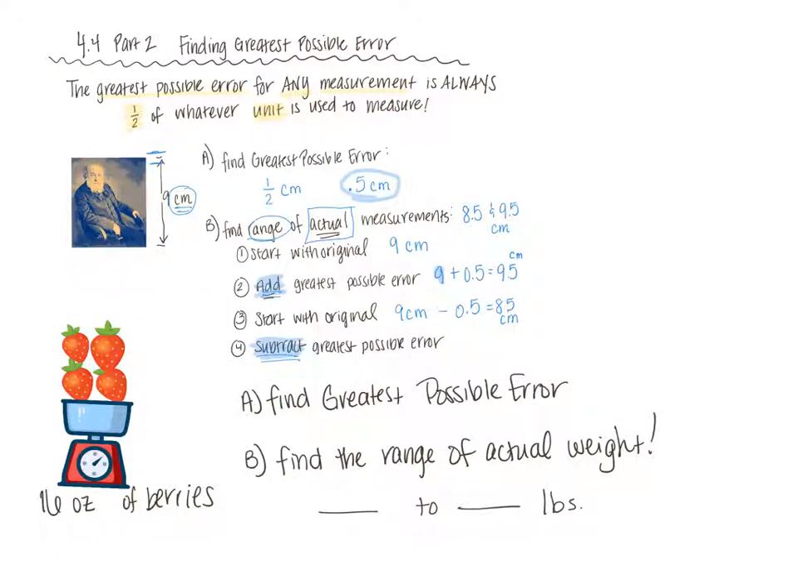All right, let's do a scenario like this. You're at the grocery store and you pick up a package that weighs 16 ounces of strawberries. Well, I want you to find the greatest possible error within this package, and I want you to find the range that this amount of strawberries could actually weigh. You might have a little bit more than 16 ounces, and you might have a little bit less than 16 ounces. After all, they're packaged and weighed by humans. Go ahead and complete these on your own, and we'll check your answer tomorrow in class.